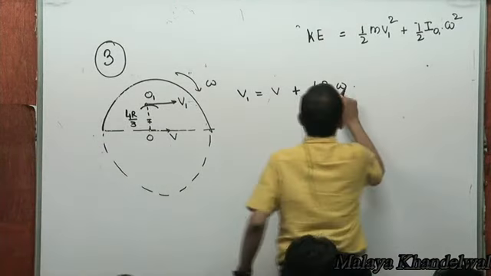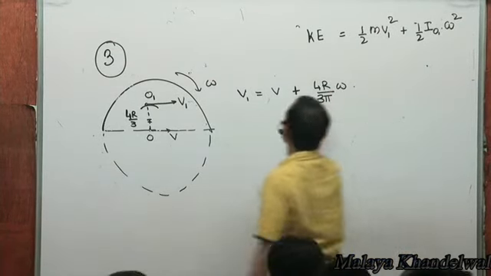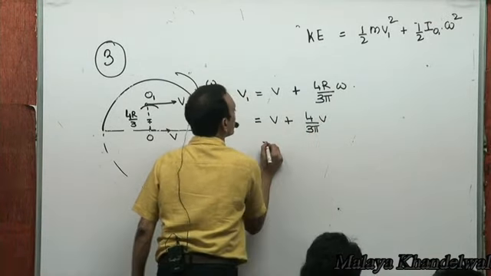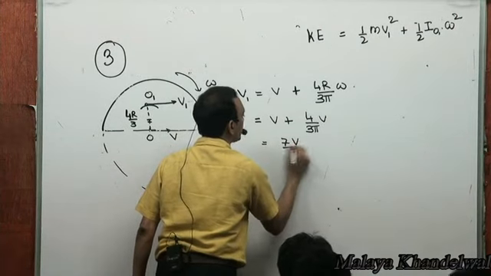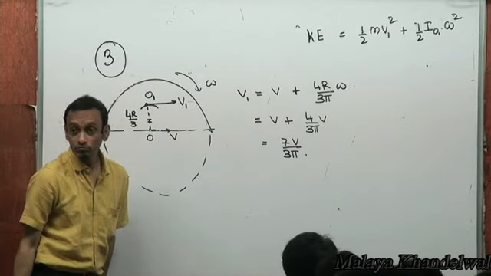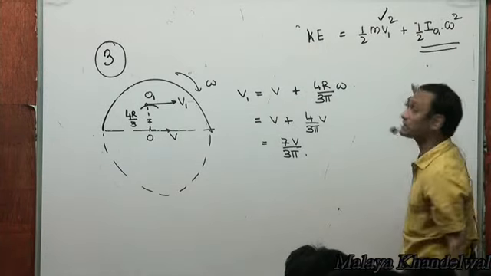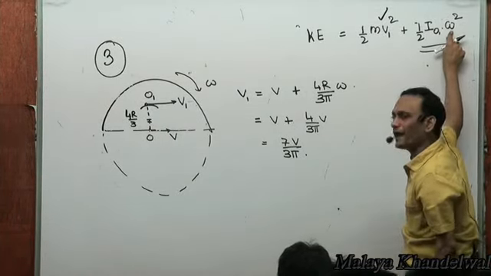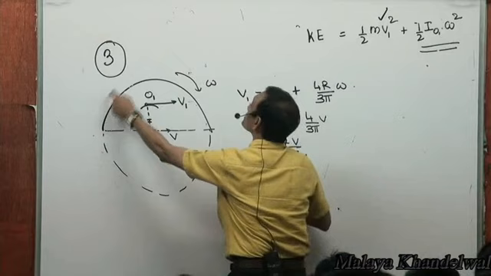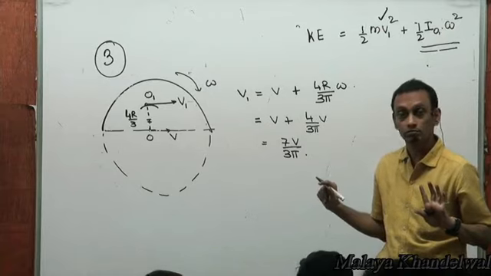Where this r omega is v. Yes or no? V is r omega. So this is v plus 4 by 3 pi into v, which is 7 v by 3 pi. V1 known? V1 known, so no issues. This part taken care of. Now the second aspect. Omega can be written as v by r. So I just need to find the moment of inertia of the semicircular disk about O1. This is all that I need to do. Yes or no?